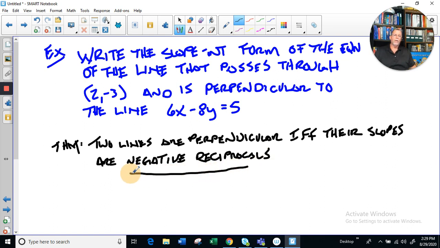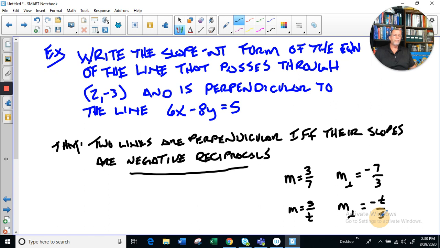For example, if we had a slope of, let's say, 3/7, then the slope perpendicular would be, since this is a positive rational expression, we would have a negative expression, we'd have the reciprocal, so this would be that. All right, so if you have a slope that is, let's say, s over t, then the slope perpendicular is always going to be the opposite, with t over s. Okay, so now let's go back to our question.